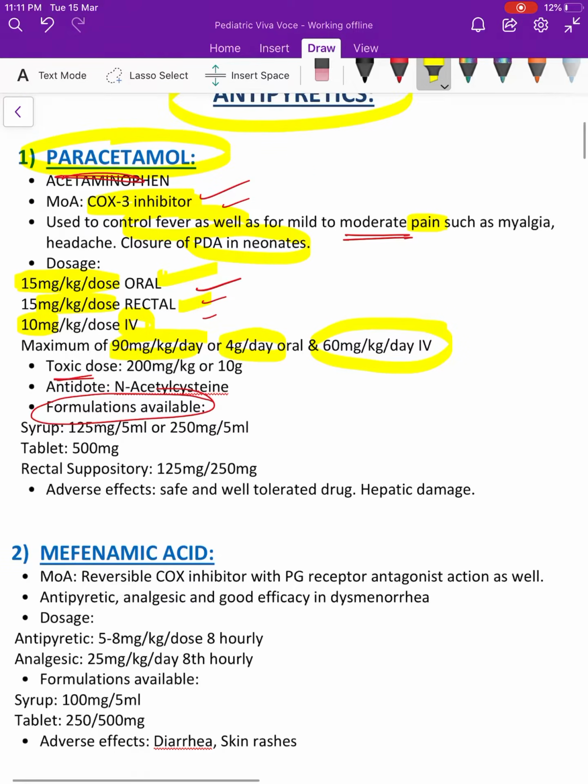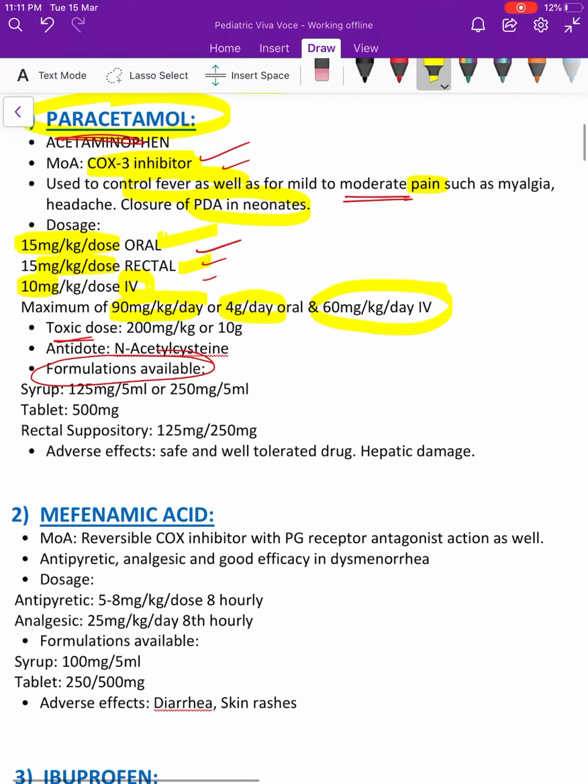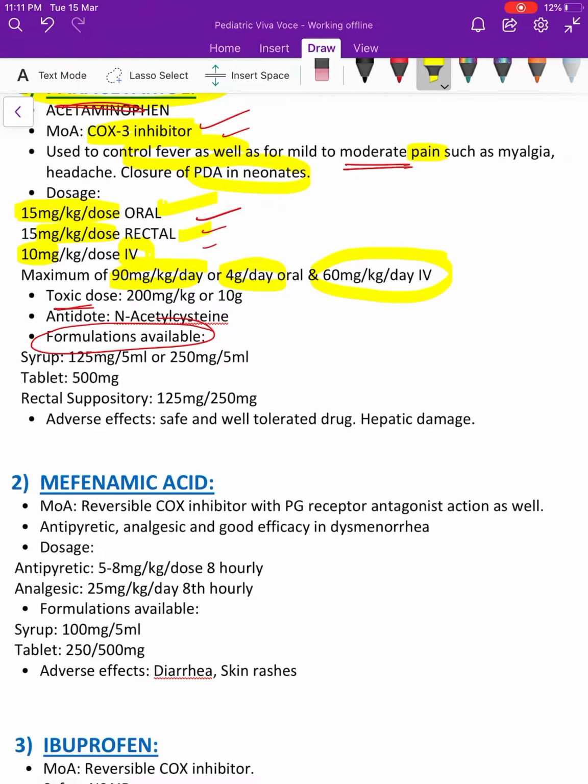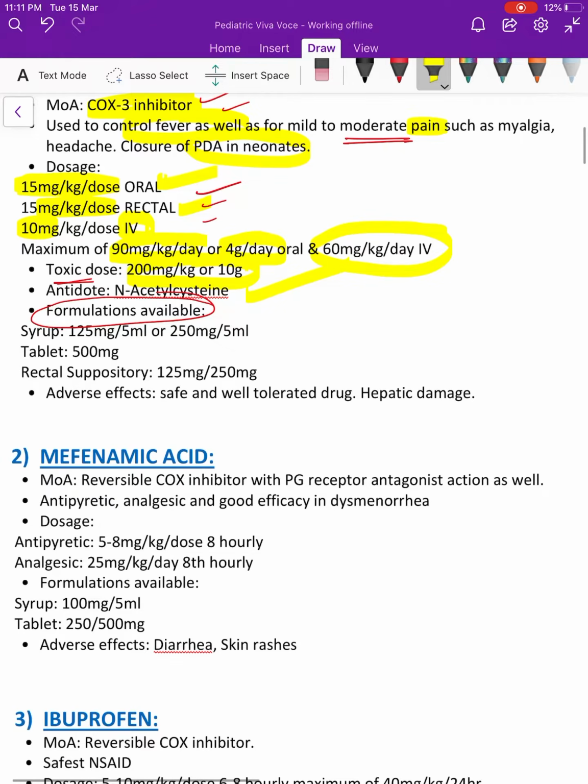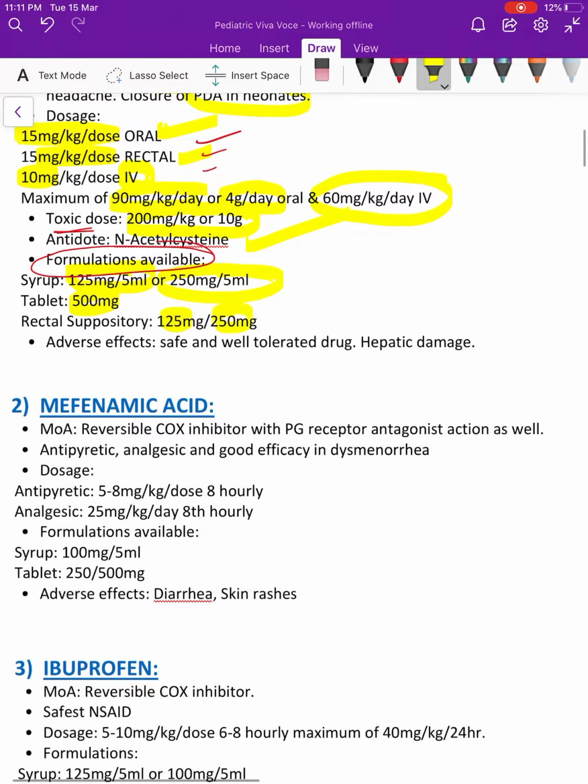Toxic dose is important because we do get many cases of paracetamol poisoning. Most of the time it will be accidental in smaller kids, and in adolescents it will be poisoning for the sake of suicidal tendency. Toxic dose is 200 mg per kg or 10 grams, and for treatment acetylcysteine is used. How is it available? It is available as 125 mg per 5 ml or 250 mg per 5 ml syrup, or a 500 mg tablet. And rectal suppositories, both 125 mg and 250 mg, are available. Coming to the adverse effects, it is a very safe and well tolerated drug. In higher toxic doses, it can cause hepatic damage.